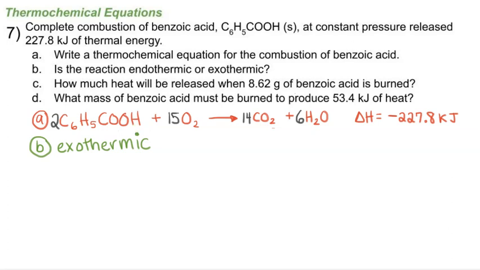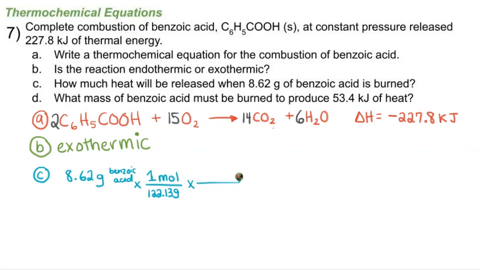Part C, how much heat will be released when 8.62 grams of benzoic acid is burned? So we're going to do a little dimensional analysis here. Start with that 8.62 grams, and I'm just going to write out benzoic acid because that formula is pretty long, and we're going to go from grams to moles. 1 mole of benzoic acid, if you add up the mass of C6H5COOH, the mass is about 122.13 grams.